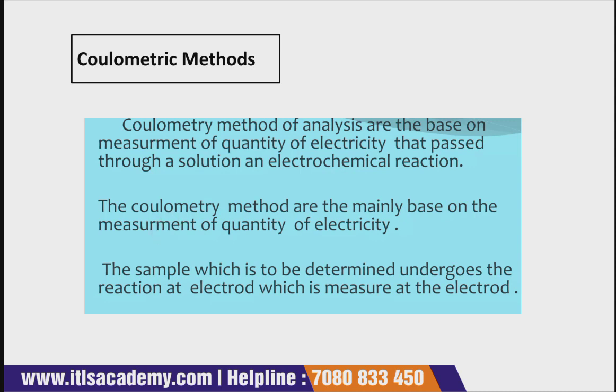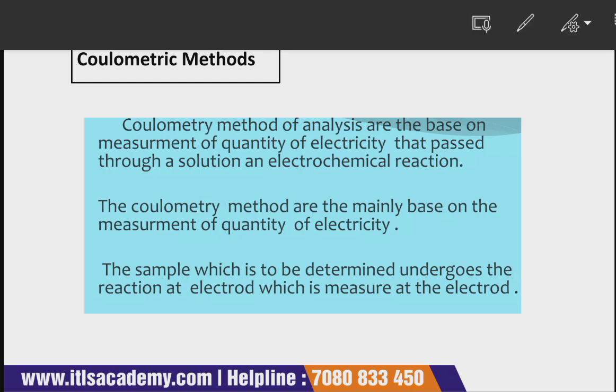Now let us understand what a colorimetric method basically is. As we have discussed, the colorimetry method is an analysis method based on the measurement of the quantity of electricity that passes through the solution of an electrochemical reaction. Basically it is used for quantitative analysis of the electricity that passes through the solution of an electrochemical reaction.